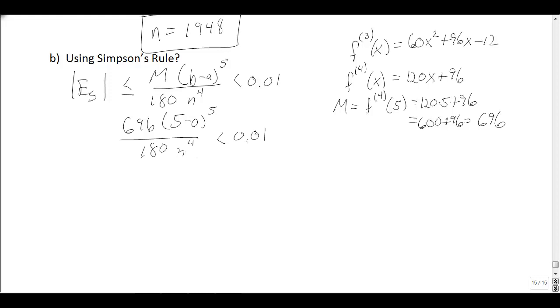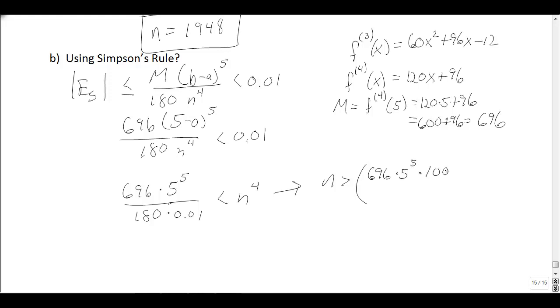And so then I can move the n to the fourth to the other side. I get a 696 times 5 to the fifth over 180. And then I get a 0.01 in my denominator, less than n to the fourth. I'm going to just switch sides, and I get n is greater than, I'm going to do a fourth root by raising this to the 1/4. I get a 696 times 5 to the fifth. I'm not even going to think about what that is.